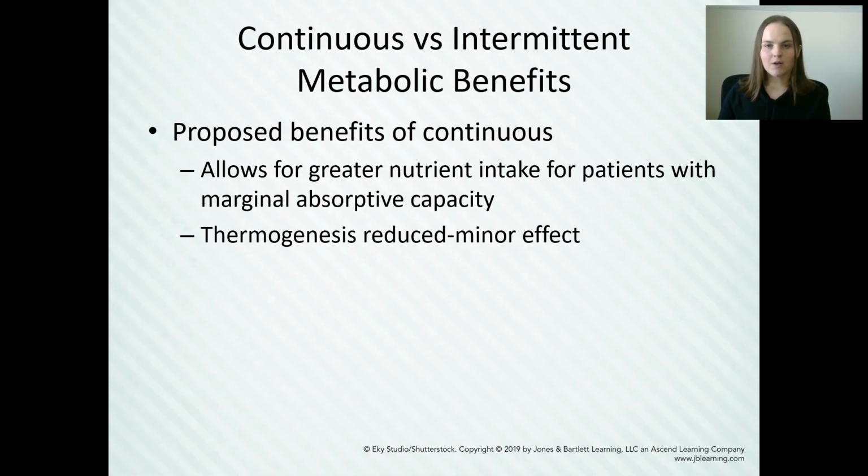Okay. So just looking at metabolic benefits, the benefits of continuous feeds are greater nutrient intake for patients with marginal absorptive capacity. And continuous feeds actually burn fewer calories via thermogenesis, just because you're providing a small trickle of nutrition throughout the day. This is not really a major point, but it is something to consider.